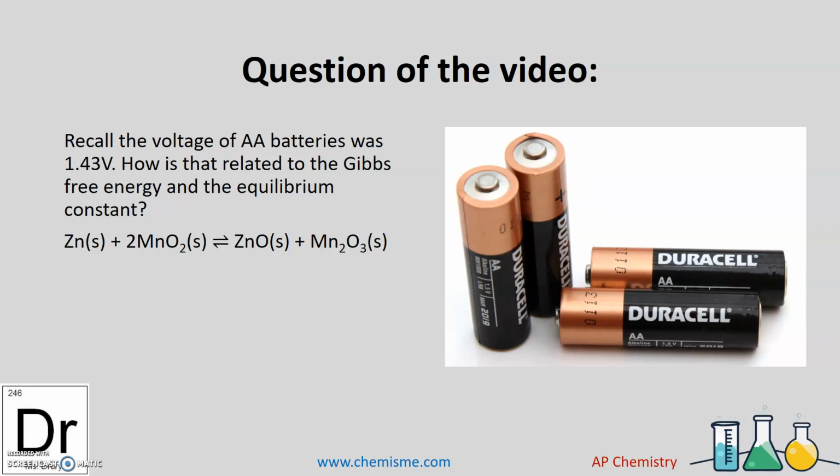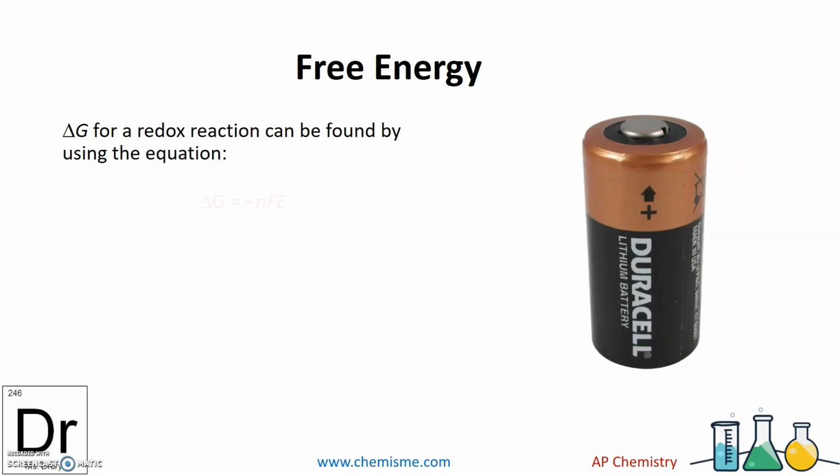So the question of this video is, recall that the voltage of AA batteries was 1.43 volts in our last video. How is it related to Gibbs free energy and the equilibrium constant if this is the reaction that was overall going on in the battery? So we'll come back to that. We have to talk about these things.